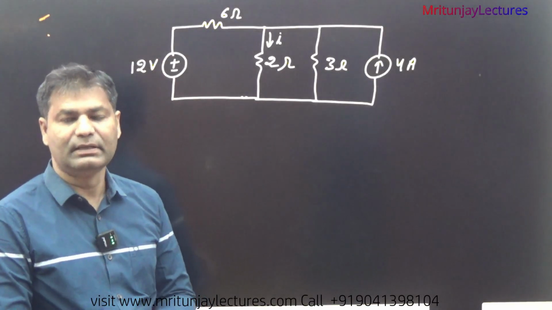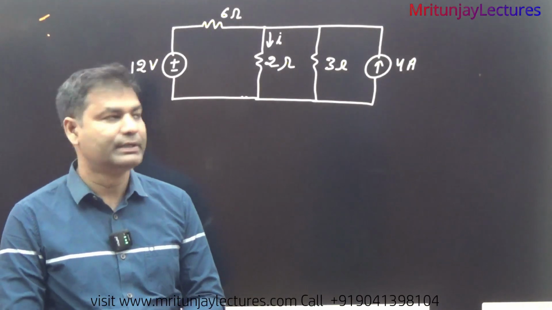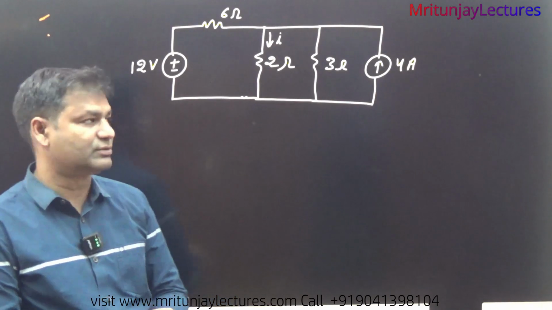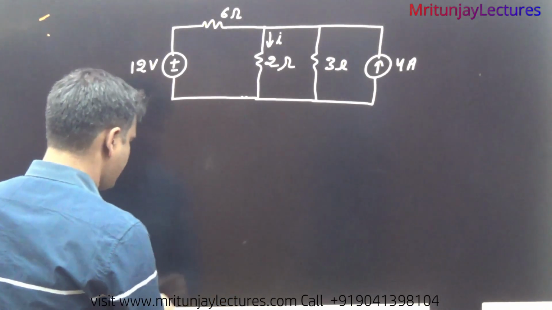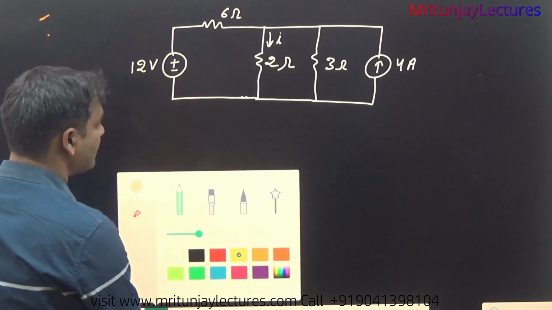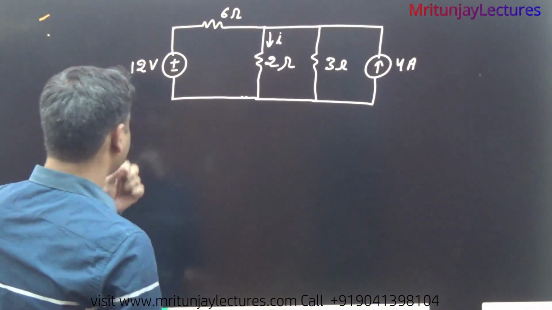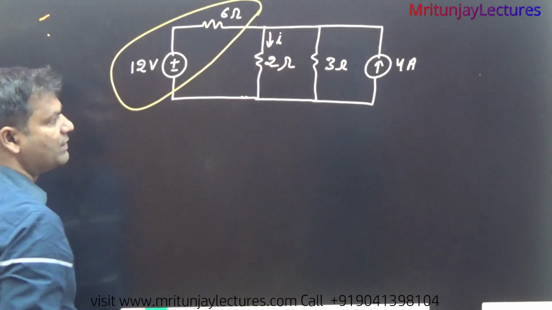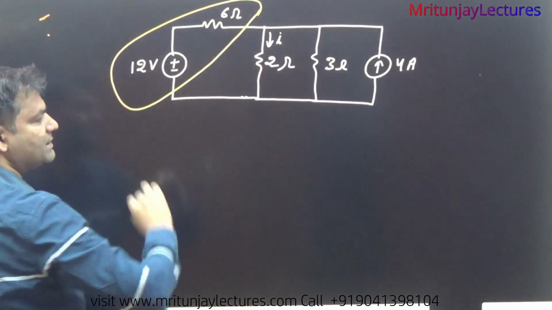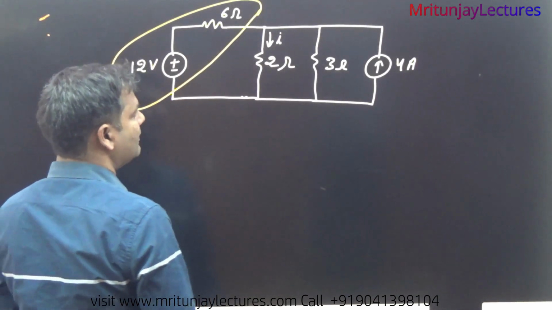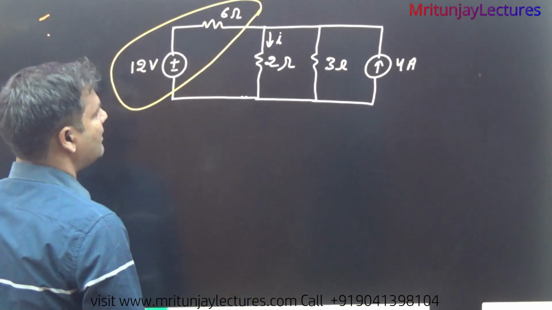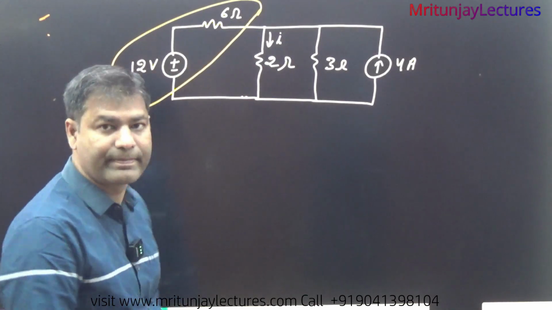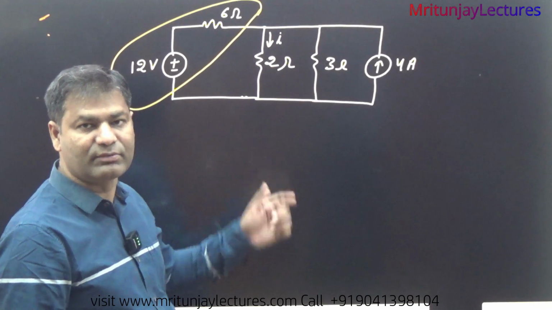Now our motto is to determine I with the help of source transformation. So how can we utilize source transformation? Simply, first of all, if you see very carefully, these two, here the voltage source and here the resistance like that one. First of all, this one is converted into a current source.